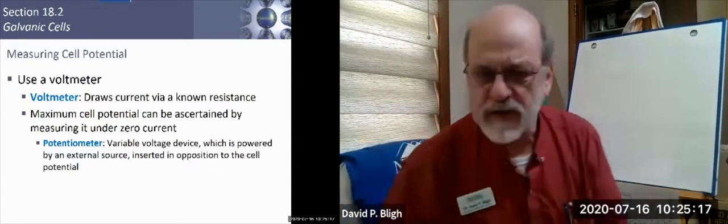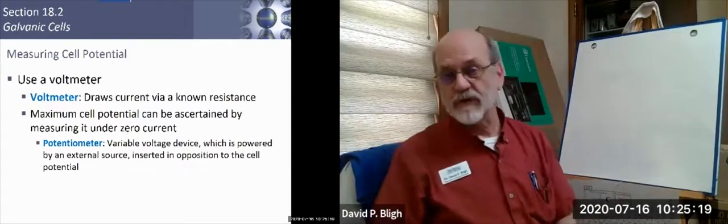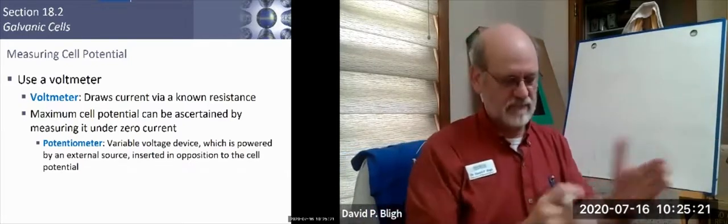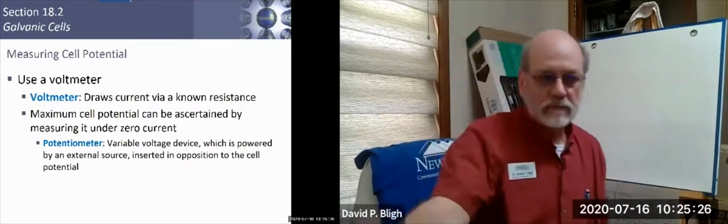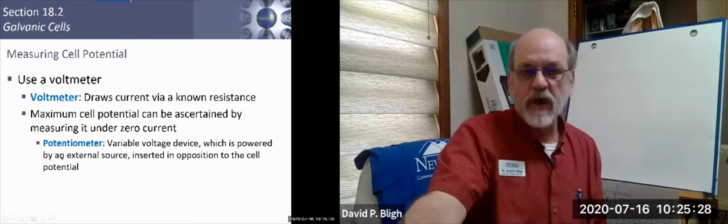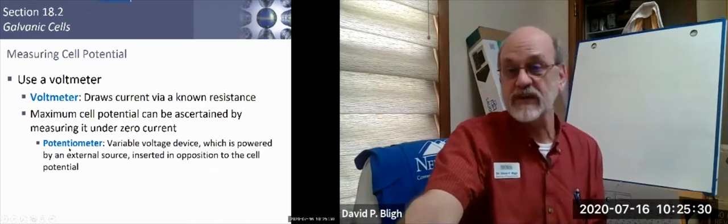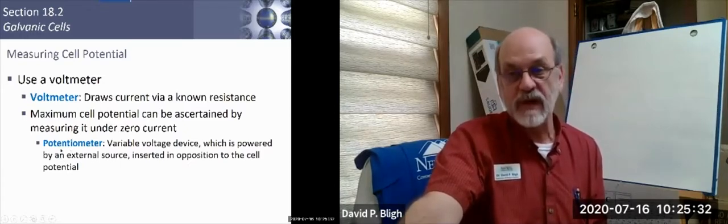I think the voltmeters are cheaper to make. So if you go to the store and buy a meter, it's going to be the first kind, the voltmeter. But if you want a very precise measurement to several decimal places, the potentiometer works better.